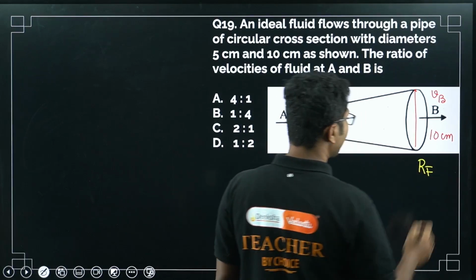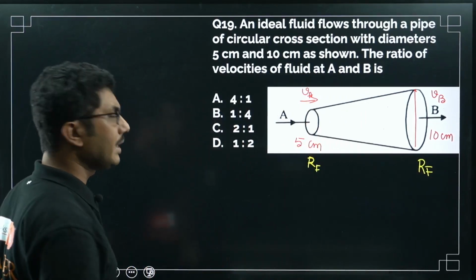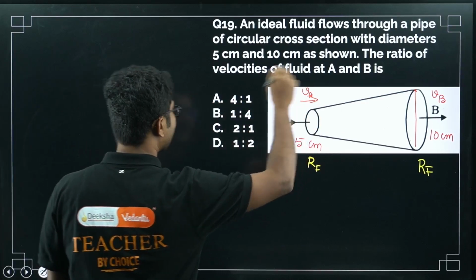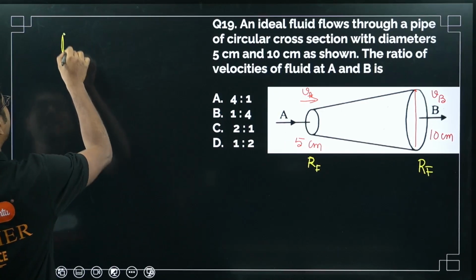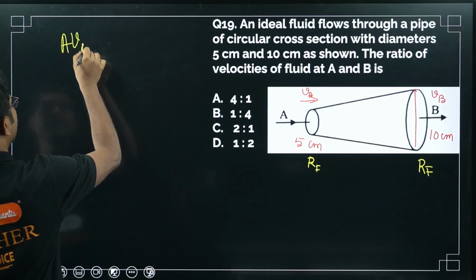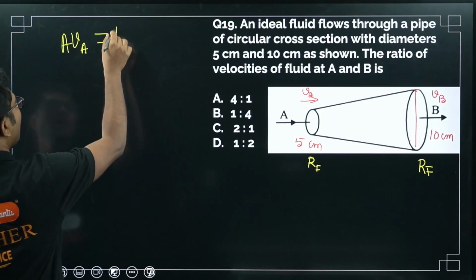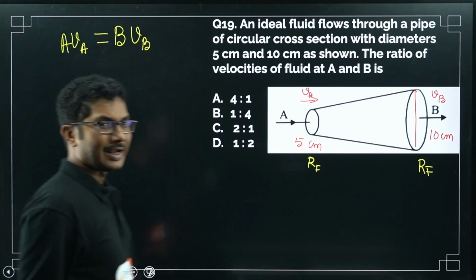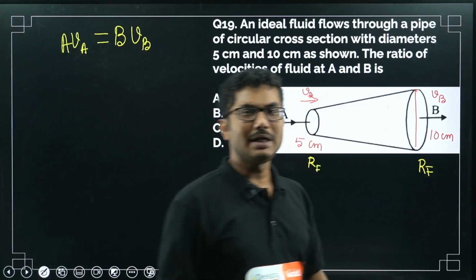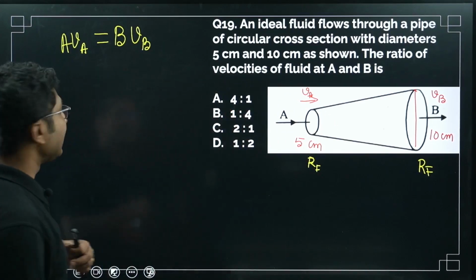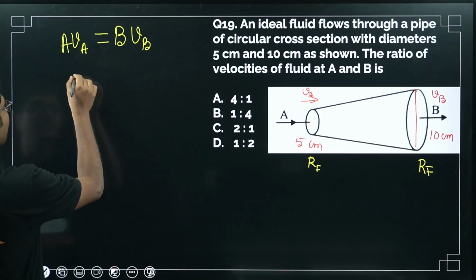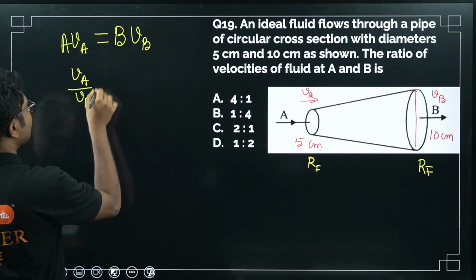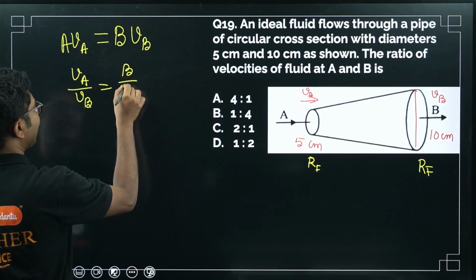Right, the same amount of fluid is flowing through this, so the rate of flow will be the same. So what is the flow rate for surface A? It will be area A times velocity A, and since it is equal to area B times velocity B, if we find the areas of A and B, we can simply find the ratio of VA and VB. So what are we trying to find? We are trying to find VA by VB, that is equal to AB by AA.